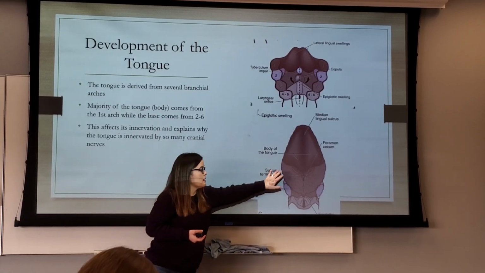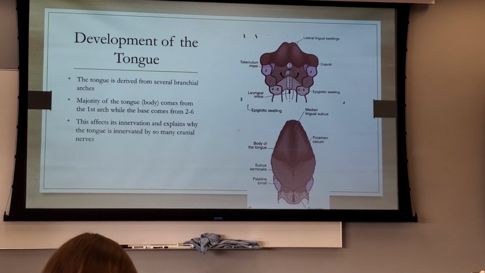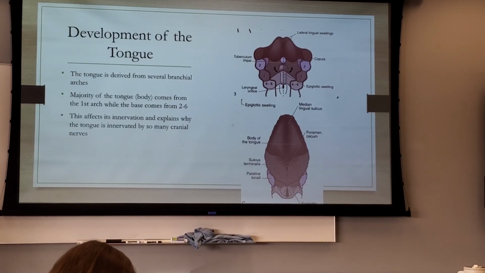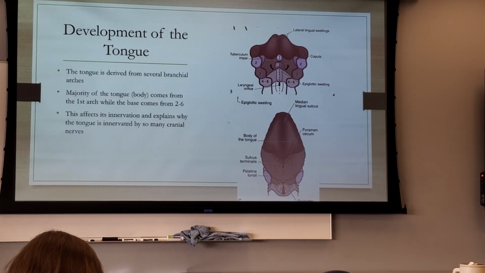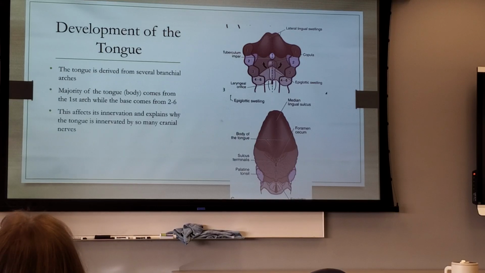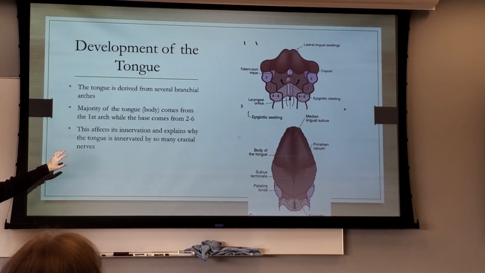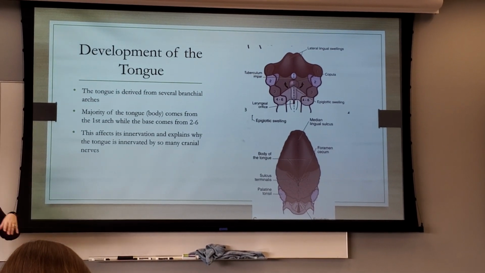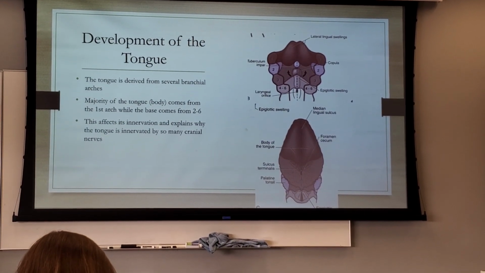The third branchial arch is going to be more of the back, posterior portion of our tongue. The second one gives rise to our palatine tonsils and other structures underneath, and more of the base of the tongue is going to be from branchial arches 4 through 6. So a huge portion of our tongue comes from the first arch, and the rest comes from 2 through 6. That's why we have multiple innervations, and why our tongue gets numb based on our anesthetic, because so many different arches are included with it.